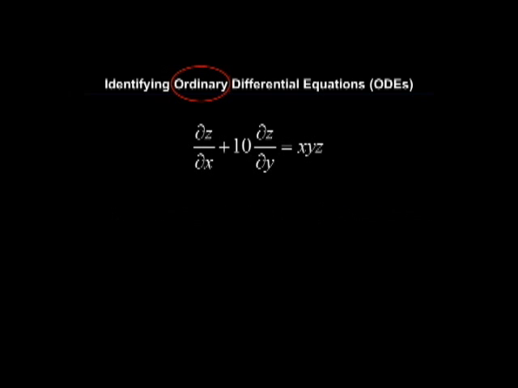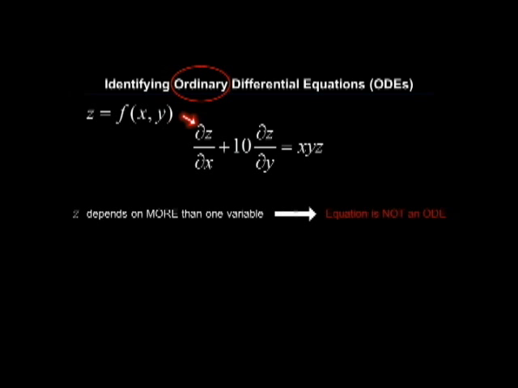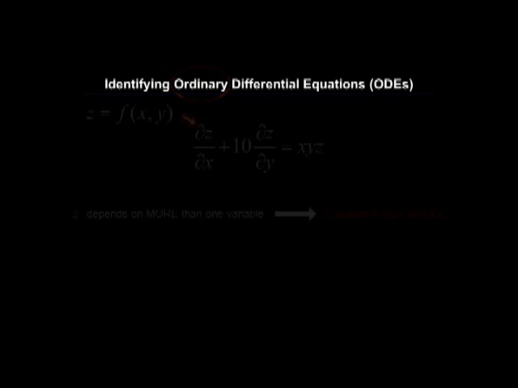Now, consider this example. Is it an ODE? Note that this equation involves partial derivatives. Remember that if you take the partial derivative of z, you're assuming z is a function of not just one variable, but at least two variables. So, unlike the previous case, z depends on more than one variable, and therefore this differential equation cannot be an ODE.